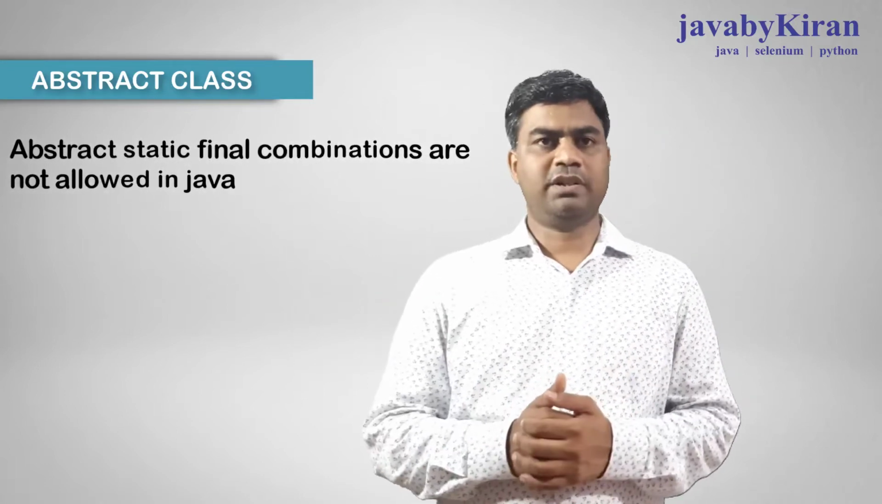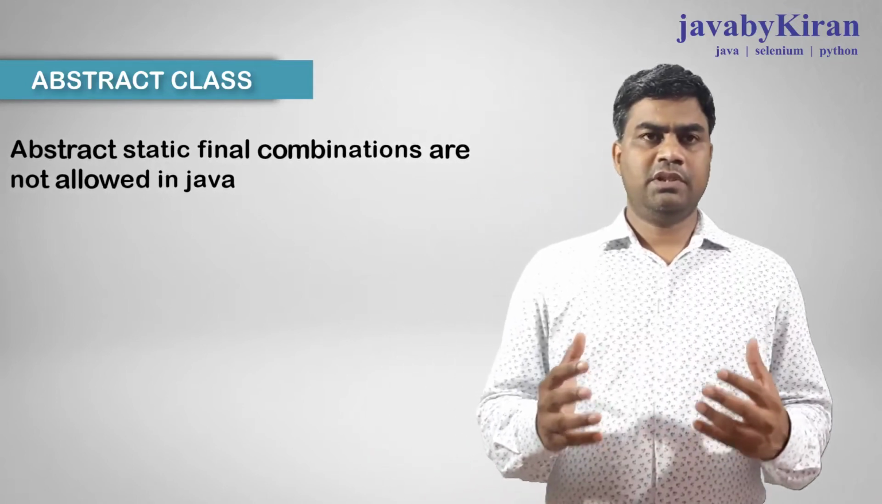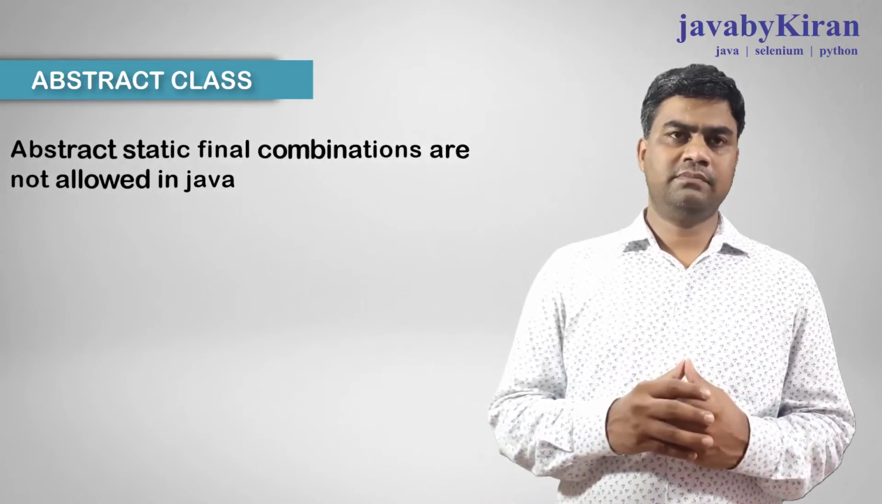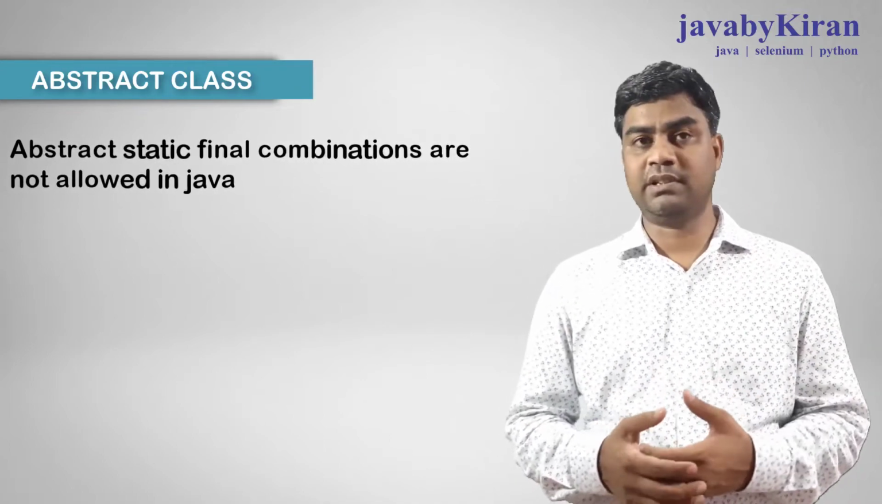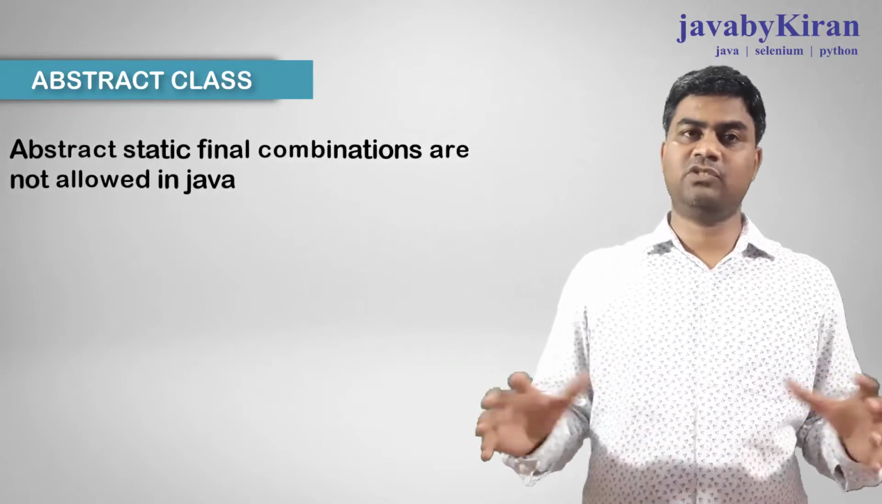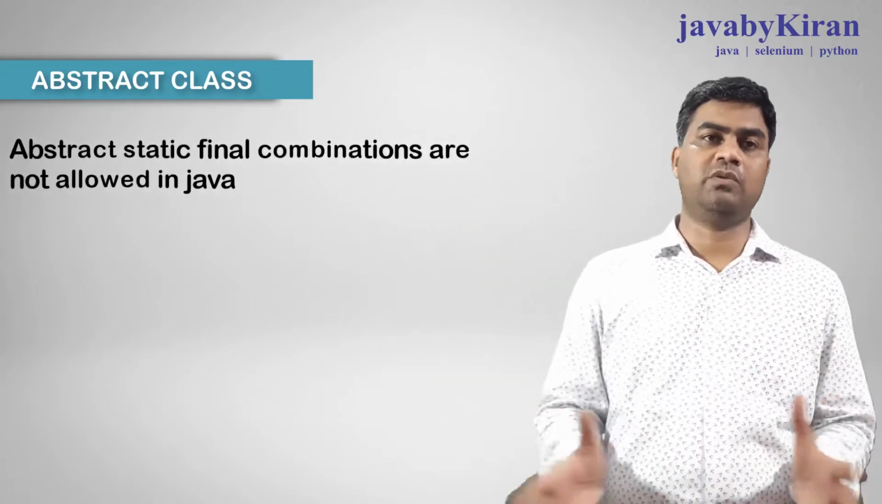Abstract static final combination is not allowed in Java. Why? Final means you cannot override. Abstract means you have to override. If there is a final class, you cannot extend. If there is abstract class, you have to extend. Means there is a conflict. So that's why this combination is not allowed.